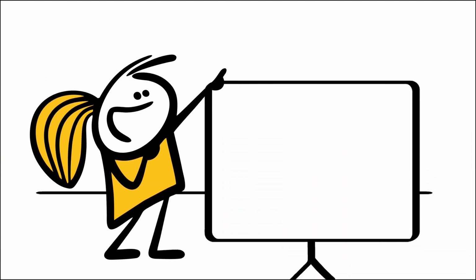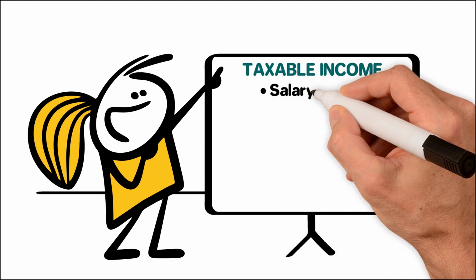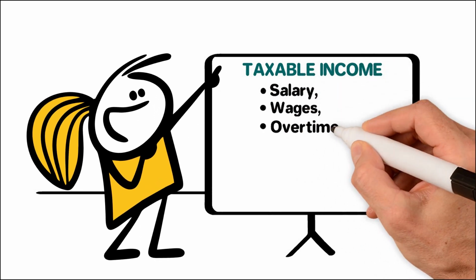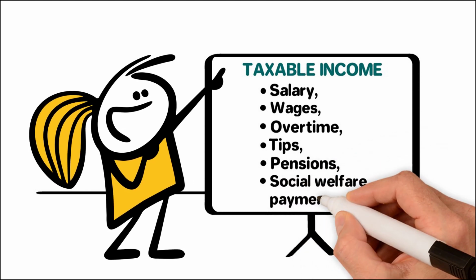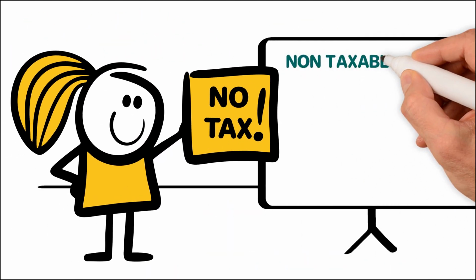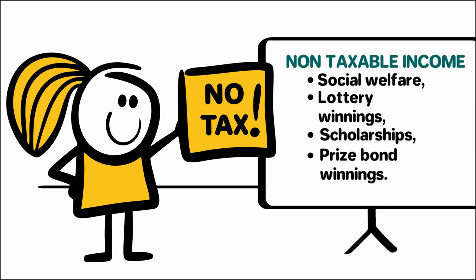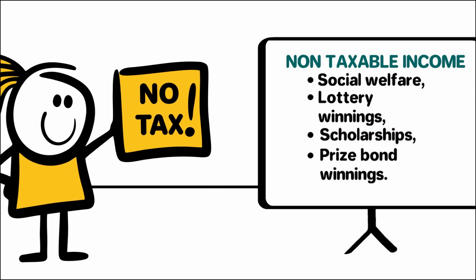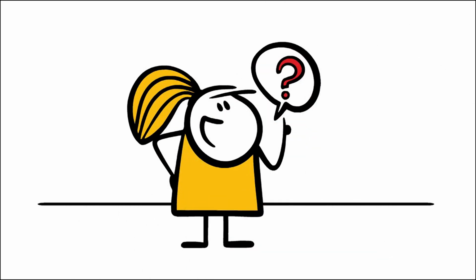The PAYE system is used to collect tax on a range of incomes, such as salary, wages, overtime, tips, occupational work pensions and some social welfare payments. However, not all income is taxable. Some social welfare payments, lottery winnings, scholarships, and prize bond winnings are examples of non-taxable income. So, how does the PAYE system work?